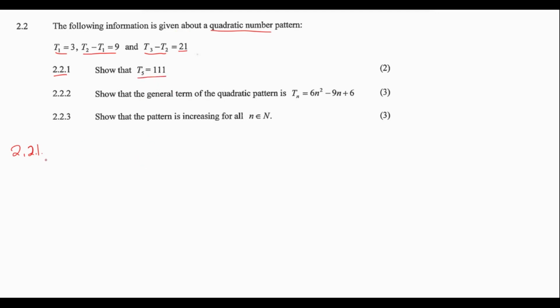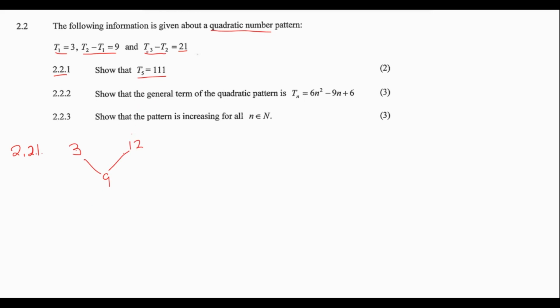Right. Usually I use this diagram. T1 is 3. Then T2 minus T1 means the difference between T2 and T1 is 9. That's the difference. And then how do we get T2? We just have to say 3 plus 9, then we get our 12. Then this is T2.